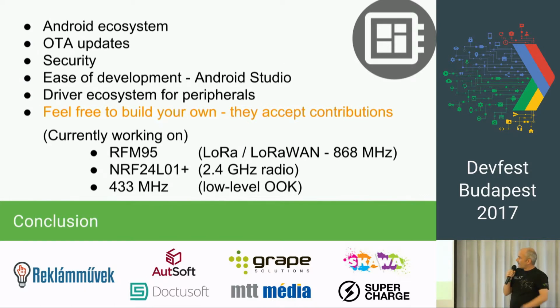I like radio communication, so I'm working on these chips. The RFM95 is a LoRa chip. The NRF24L is a 2.4 gigahertz radio, and you have some low-level chips that work at 433 megahertz. These are all in the open ISM bands, so you don't need a license to do this.